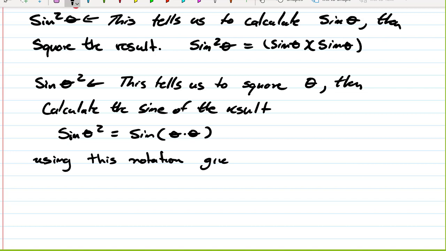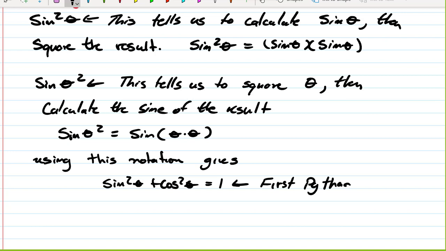All right, so now putting all of this together, using this notation gives the following identity, which is sine squared theta plus cosine squared theta is equal to 1. And this is referred to as the first Pythagorean identity.